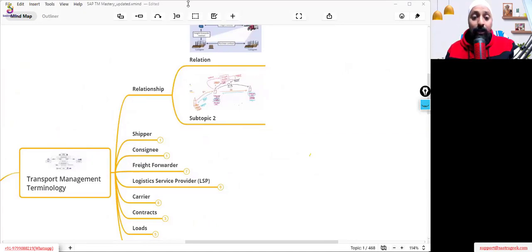Now, with this explanation, I hope it is clear: shipper, consignor, consignee, LSP, freight forwarder, and carrier. That terminology would be good. As we move ahead in this training, a lot of other terminologies will also come up, like cost sheet and cargoes. If I put all the terminology together, you will get very confused. So whenever we work on the scenarios, new terminologies will come up, which I will explain to you.